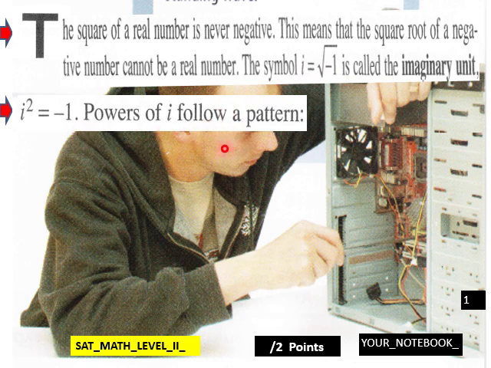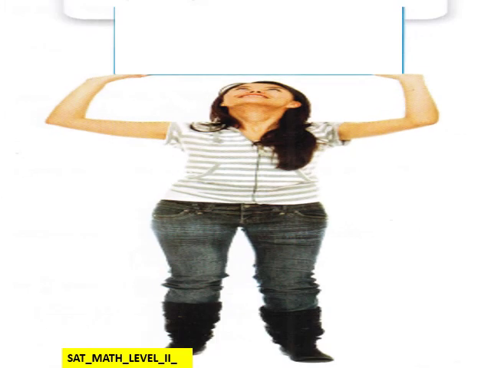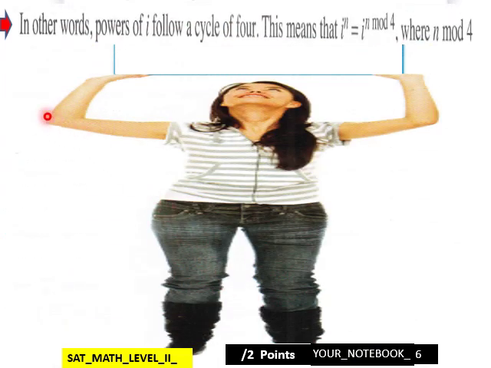Powers of i follow a pattern. So here is a table. We have i to the first equals i, i squared equals negative 1, i cubed equals negative i, i to the fourth equals 1, i to the fifth equals i. So we go i, negative 1, negative i, and then back to i again. So we have like a 4-step process here. It takes increments of a power to get back to i. In other words, the powers of i follow a cycle of 4.